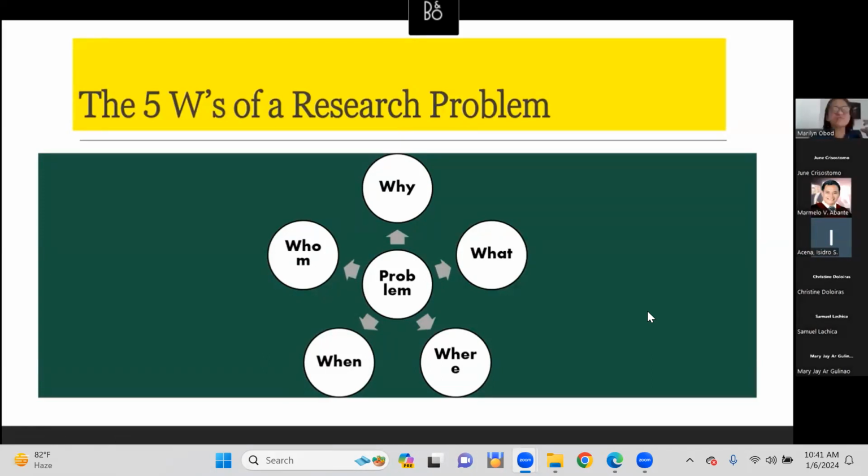Why are you attacking this topic? Why do you want to find out something out of this problem? Or why do you want to find out if this problem is really existing, not only in your own field or not only in your own classroom, but also in others' environments? And if you are interested in why you have to conduct this study, then the next thing that you will do is what? What will you ask? What will you gather? Okay? So that you can answer the why question in the first place.